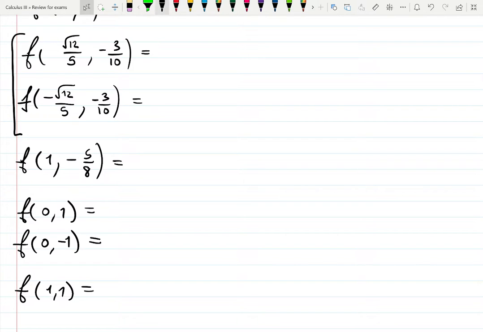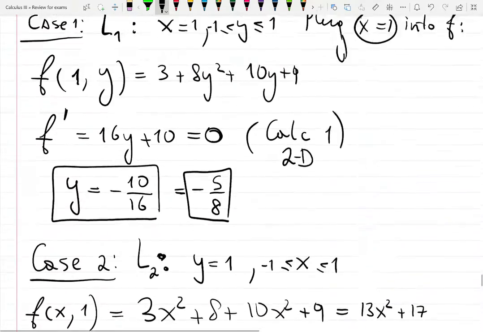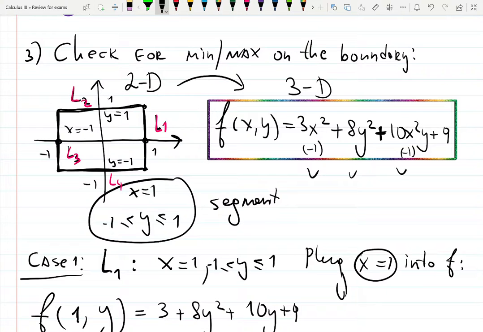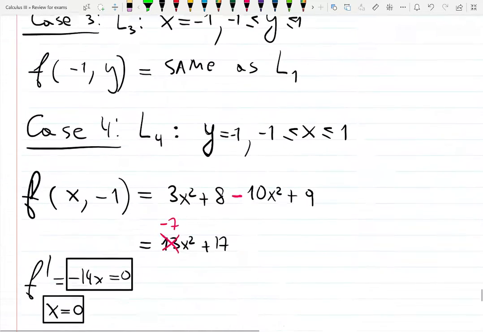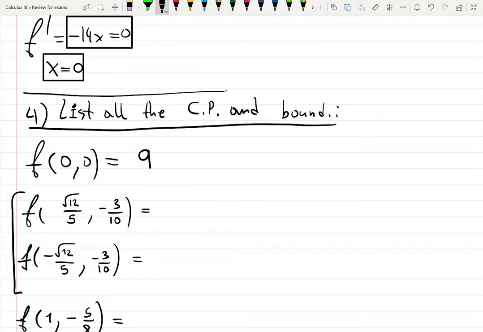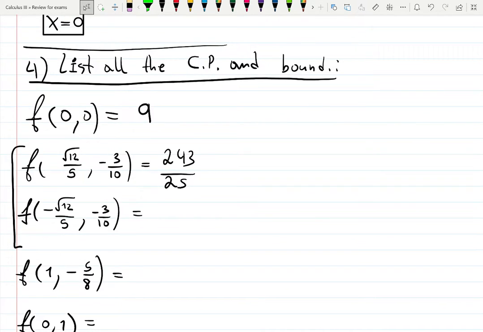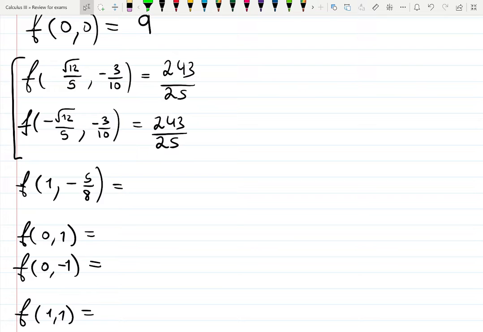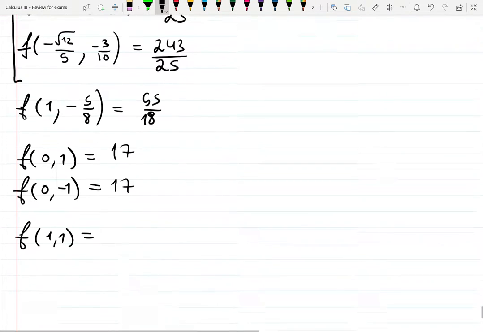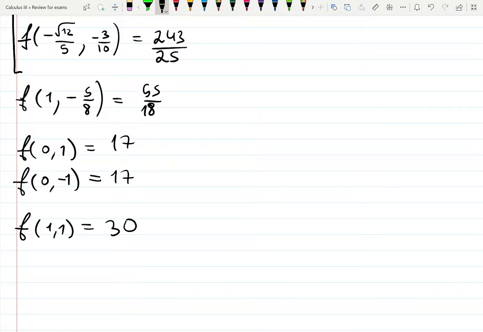And you just take a calculator and plug into the original function in the rainbow box. For example, at 0, 0 is the easiest one. The first number is 9. That is my height. The second one is 243 over 25. The next output is the same, 243 over 25, because again the function is even. 1 minus 1 and minus 5, 8 gives you 55 over 18. 0 and 1 gives you 17. I just have the notes in front of me, so check everything. Minus 17 for minus 1 and 30 for 1, 1.